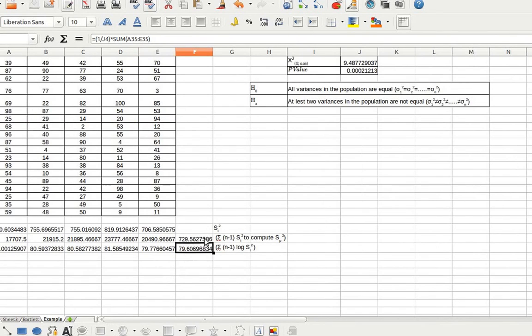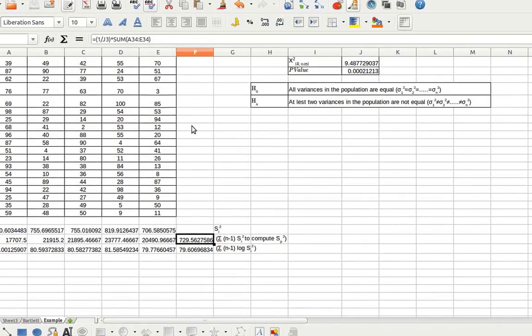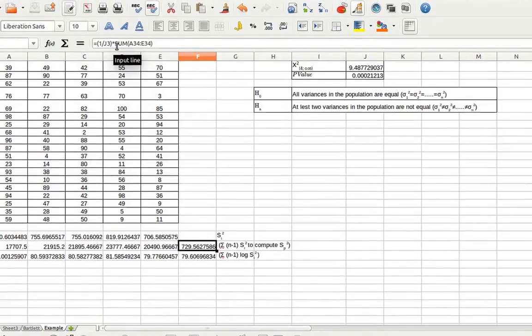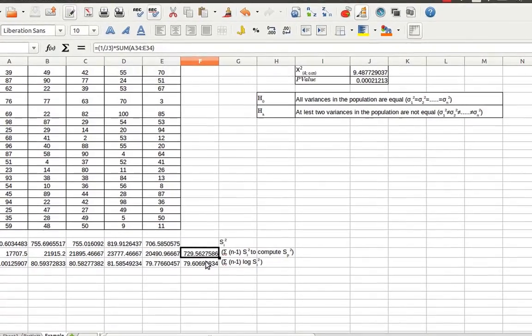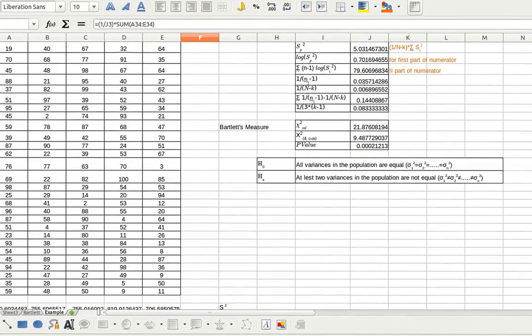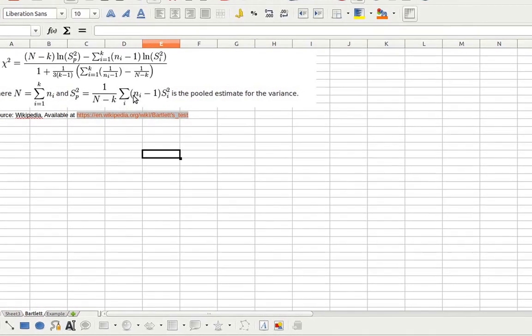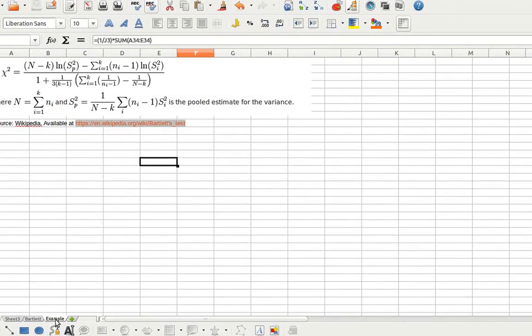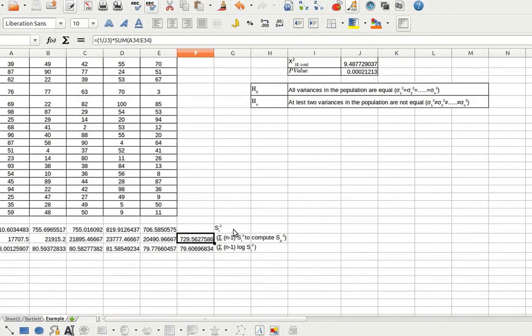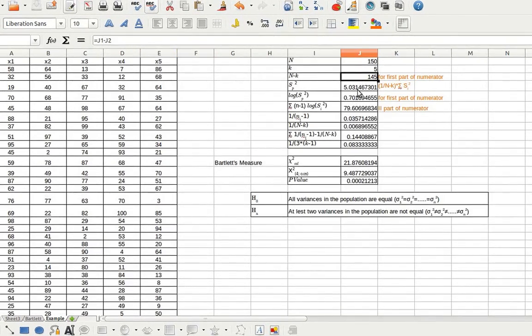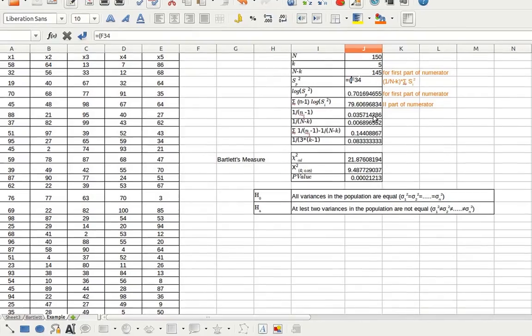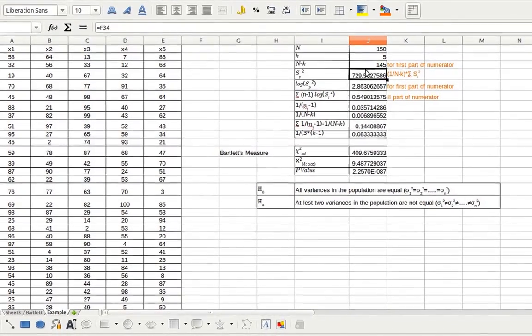Here you can see I computed the total value, 1 by N minus K times the sum of N minus i Si square, as required by the formula. This is the Sp square, and I just have to take the Sp square as it is here. I think by mistake I have computed it once again, so this is actually the Sp square.